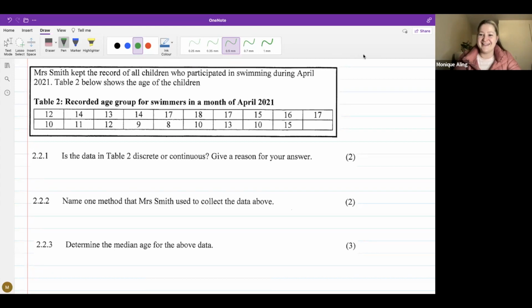Thanks, ma'am. Okay, so guys, let's quickly have a look. Discrete data means we are looking at values with whole numbers. Continuous data can have decimals.